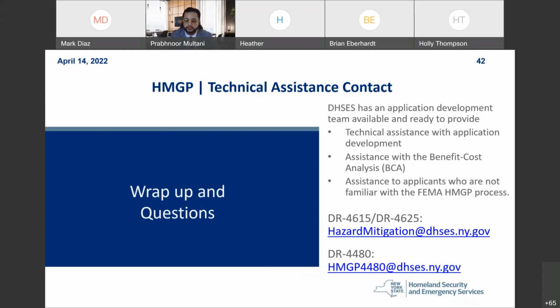We are anticipating that we will get to 90% for 4480, but it's not guaranteed at this moment. We're still working out logistics. That is our intention and our hope.